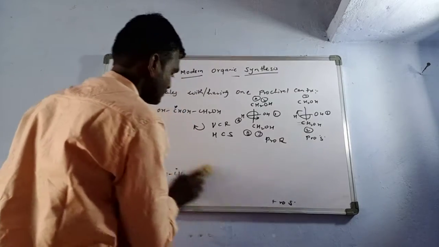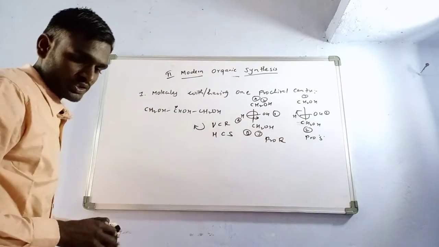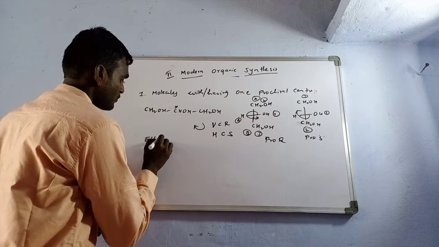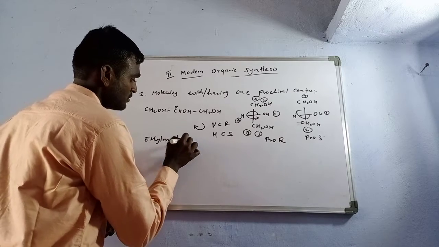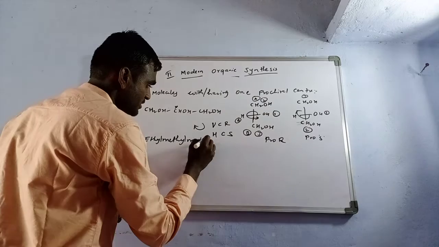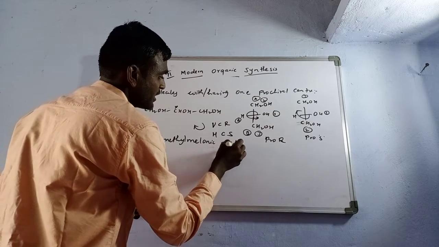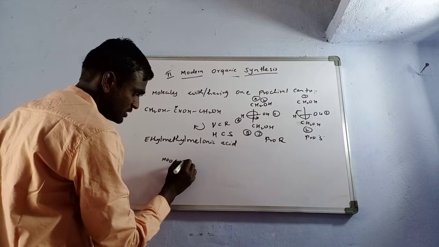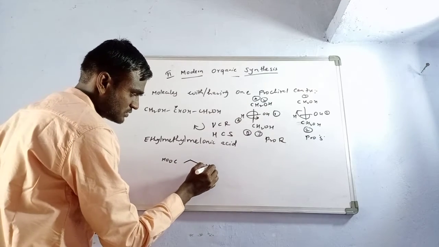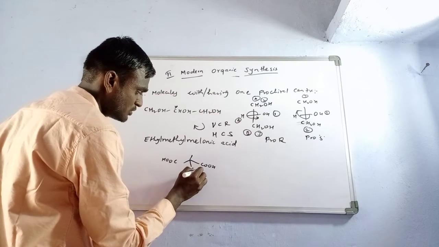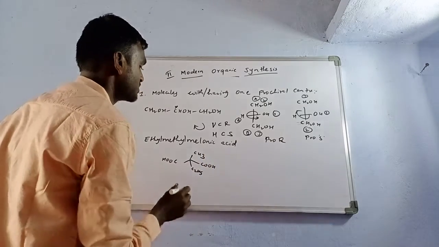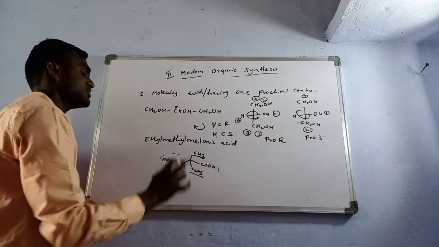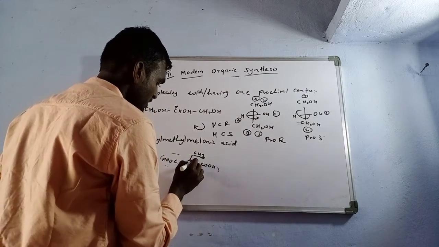Now we are taking another example, ethyl methyl malonic acid. We take COOH here and here, this is the C2H5 group, and this is the CH3. This is the ethyl methyl malonic acid. Now this is the prochiral center, right?